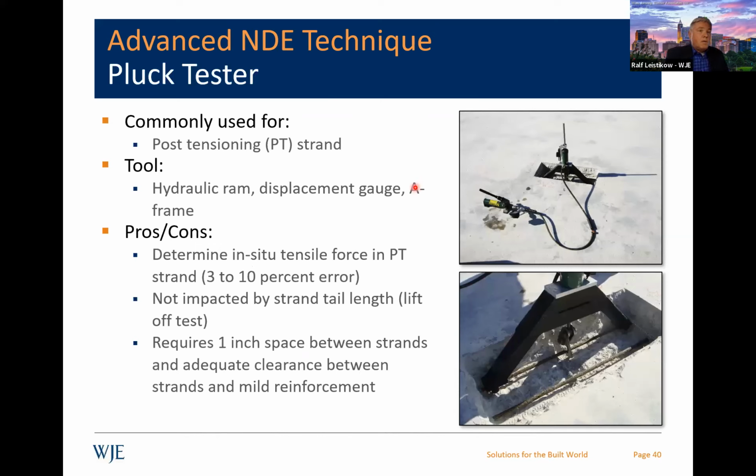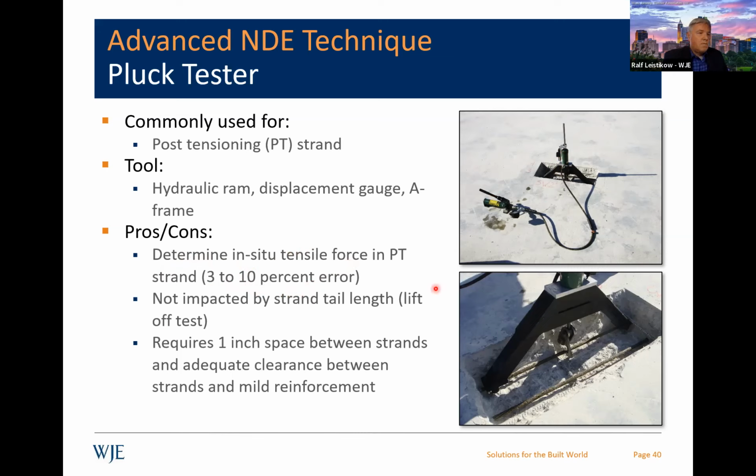This is one that we use quite a bit too, the pluck tester. It basically is used for post-tensioning. That's a post-tensioning cable right here in a slab, and we were asked to determine whether there was tension in the cable. You're using a handheld hydraulic pump, a displacement gauge and an A-frame, and you're pulling the cable. You cycle it about three times, and then you're able to determine off of the load cell readings. It's a load cell back in here. We can figure out within 3 to 10% error what the tension actually is in the cable.